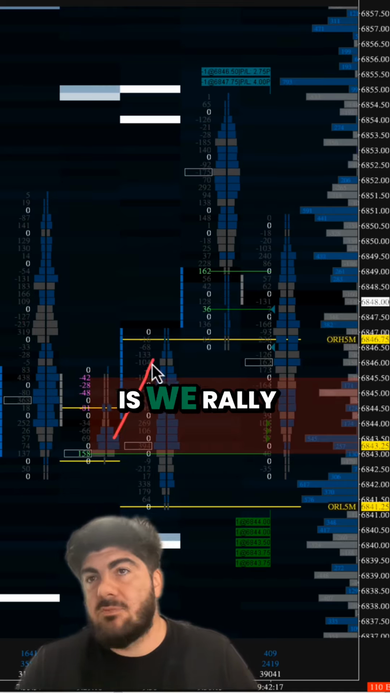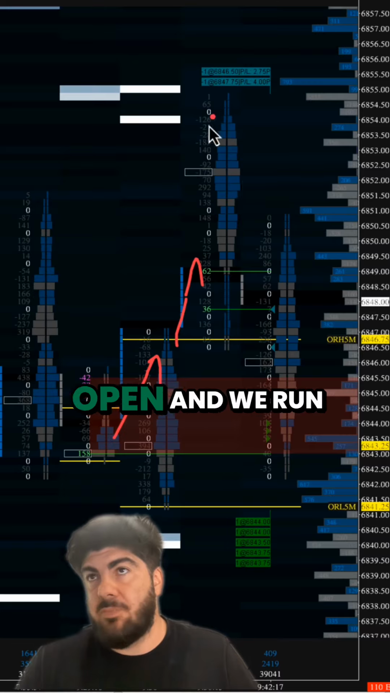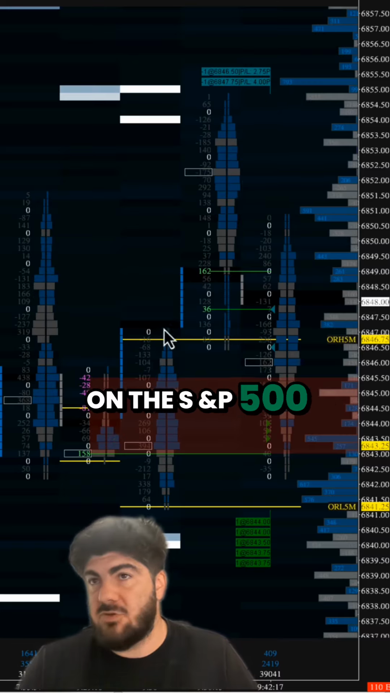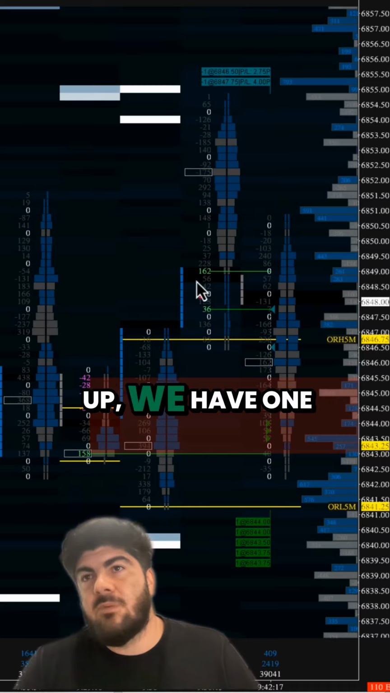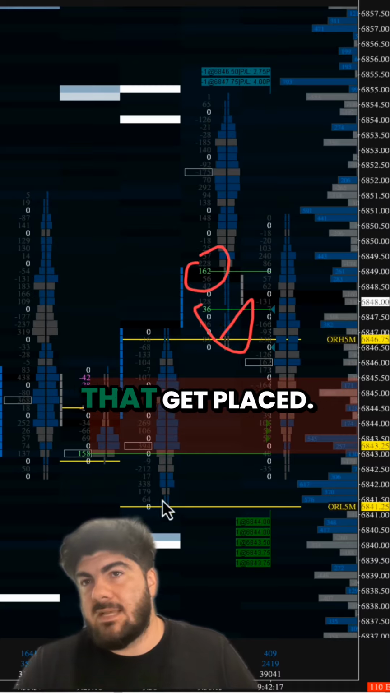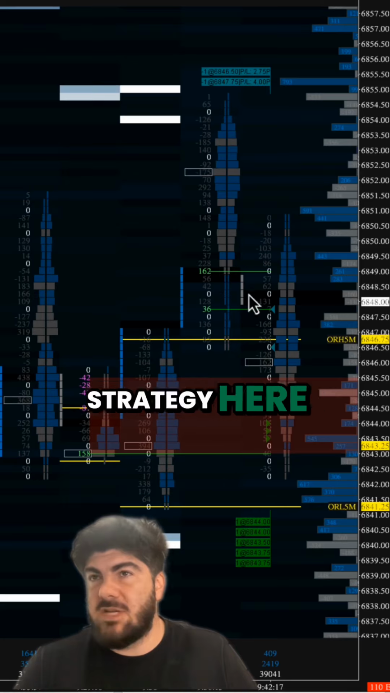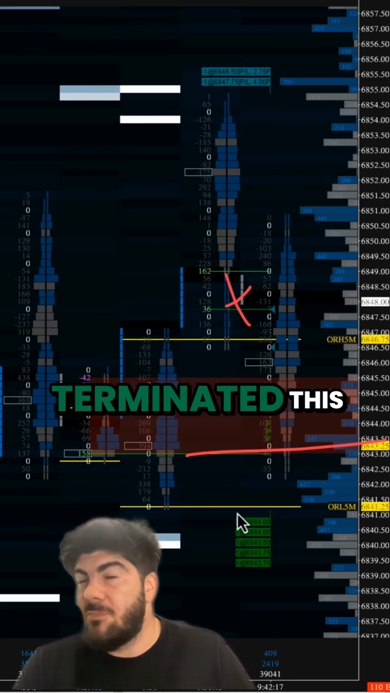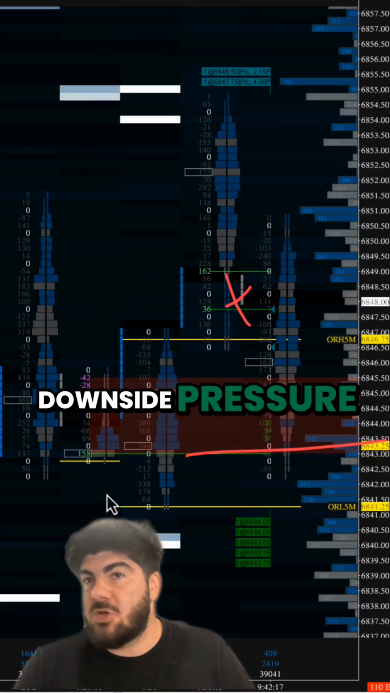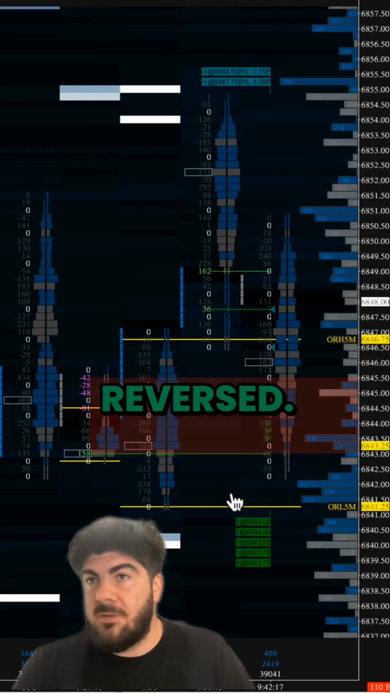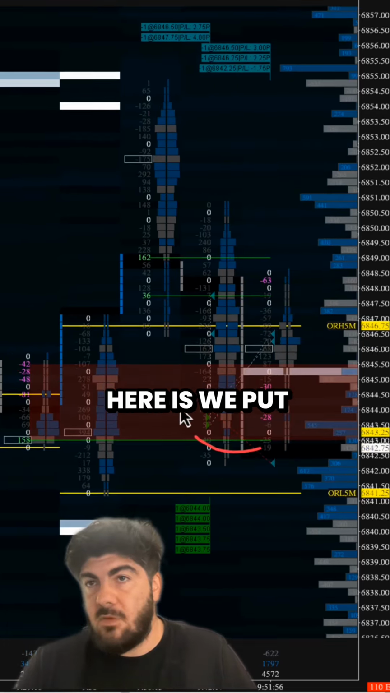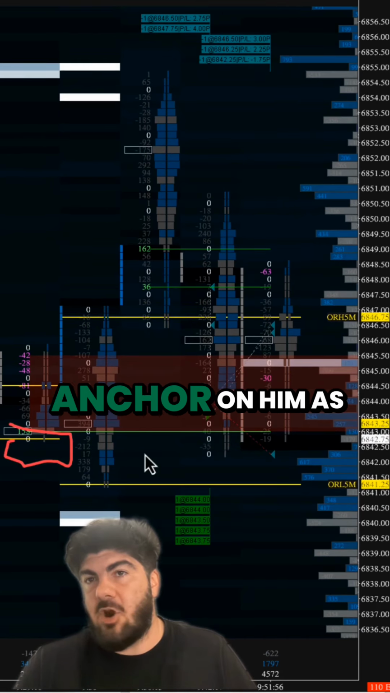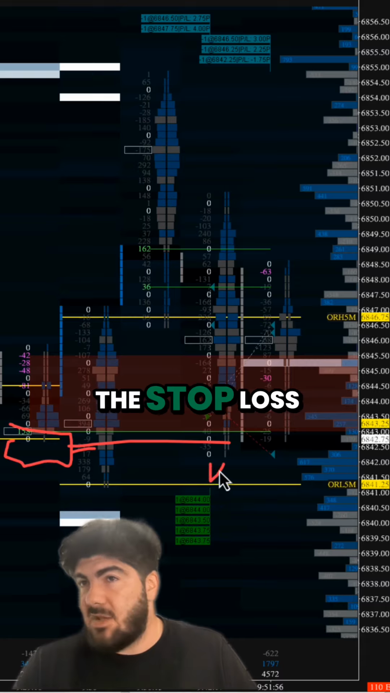So what happens is we rally upwards on this open, and we run up to about 68.55 on the S&P 500 futures, and on the way up, we have two imbalances that get placed. But really the strategy here isn't to fill these two, but to see if we could retest that big buyer that terminated this downside pressure and the selling that got reversed. So we put the limit orders right above that big buyer and we anchor on him as support and set the stop loss below it.